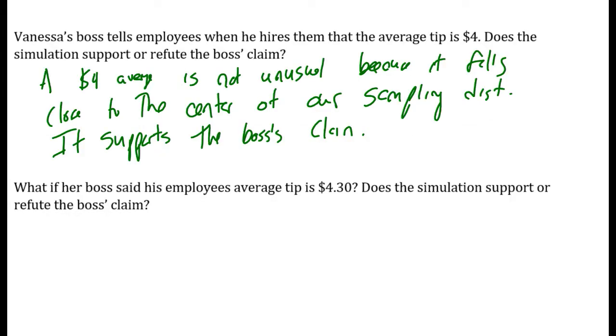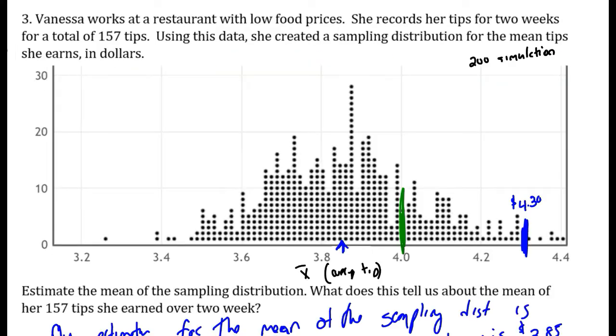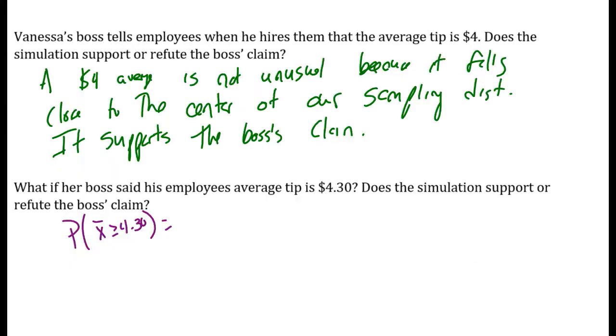Well, what's the probability that our x bar is greater than or equal to 4.30? Well, how many dots are there? 1, 2, 3, 4, 5, 6. 6 out of 200 were, which is 3%. The probability of getting an average tip of $4.30 from the sample size of 157 is 3%.